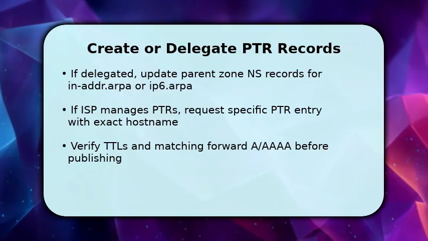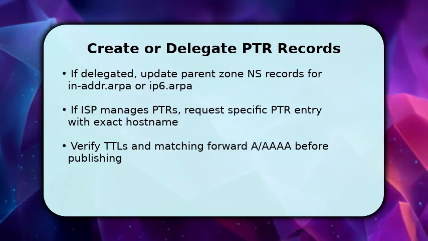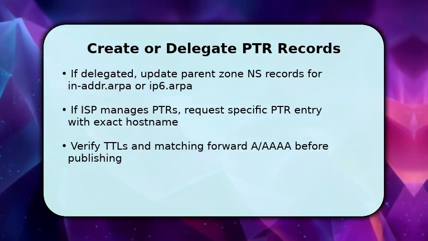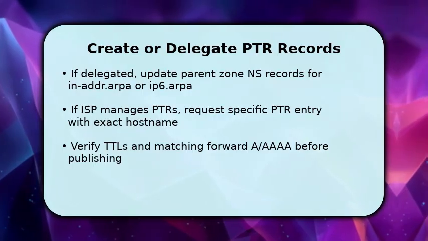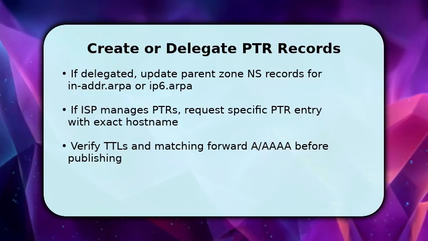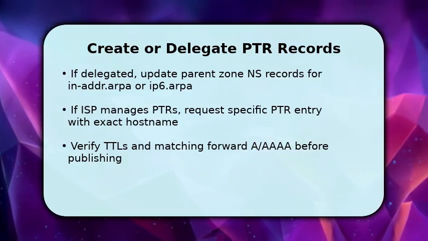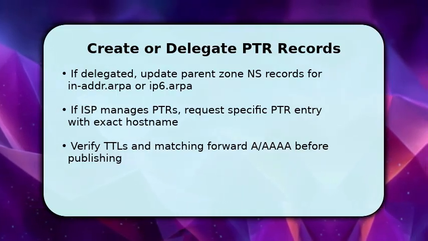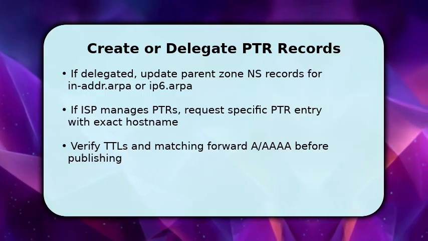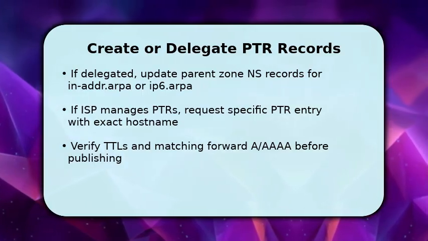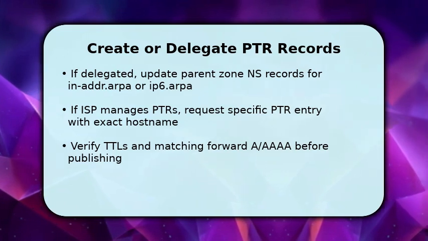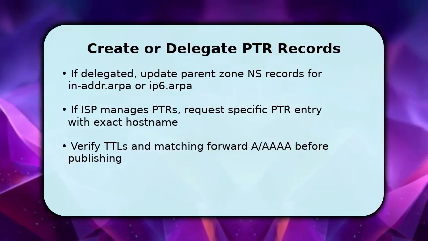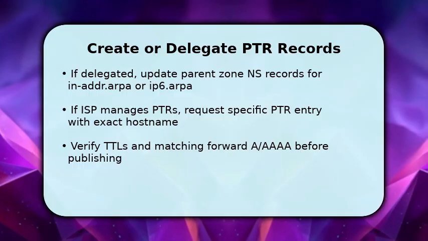If you control reverse DNS, create the in-addr.arpa IPv4 or ip6.arpa IPv6 zone and add a PTR pointing to the canonical hostname, set sensible TTLs. If your ISP manages PTRs, submit a precise PTR request and include proof of ownership and the forward A/AAAA records. Once the PTR is set, update any delegated NS records on the parent to point to your name servers and verify propagation. Make sure forward and reverse are identical to prevent validation failures.